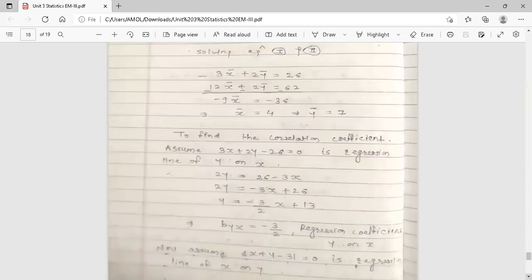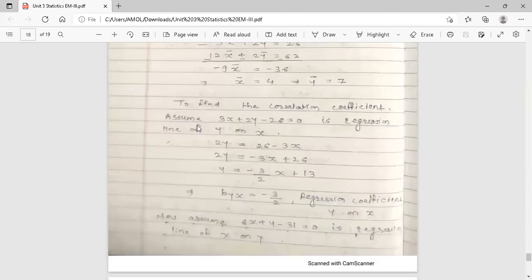To find the correlation coefficient, you first find the regression coefficient of y on x and the regression coefficient of x on y. Now two regression lines are given. You assume either equation to be the regression line of x on y, and the other one y on x. You can assume any one. Suppose we assume the first equation, 3x plus 2y minus 26, as the regression line of y on x. It is our assumption.